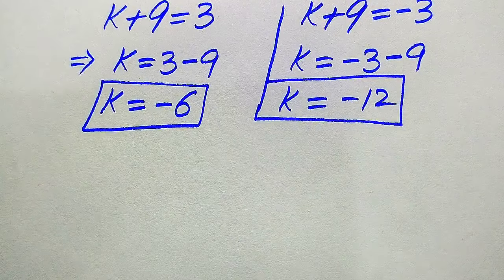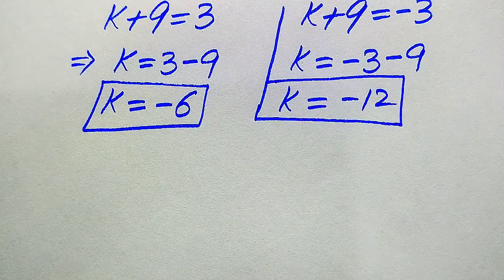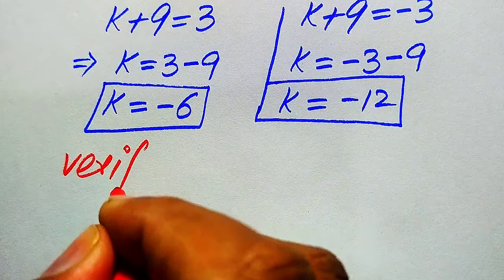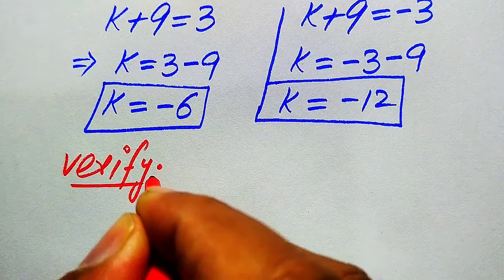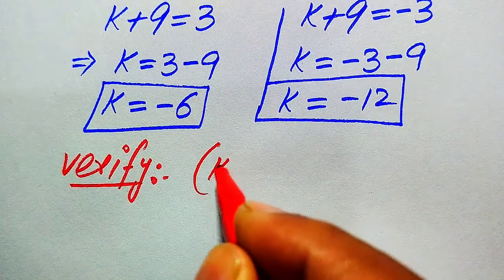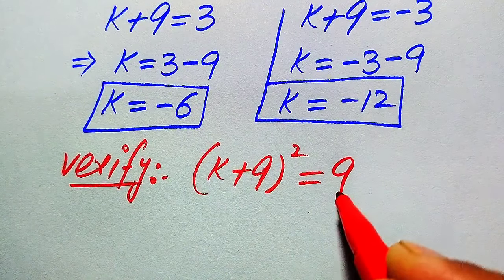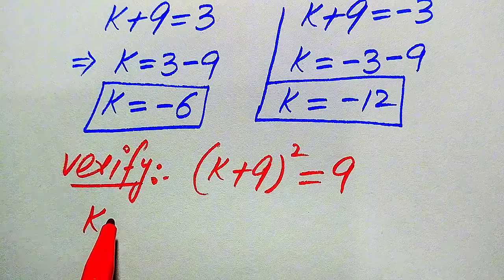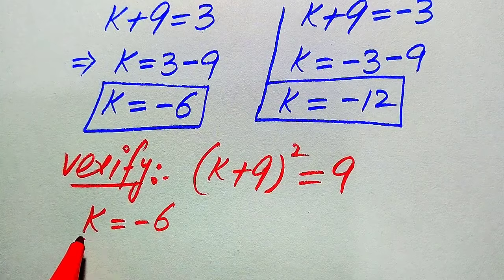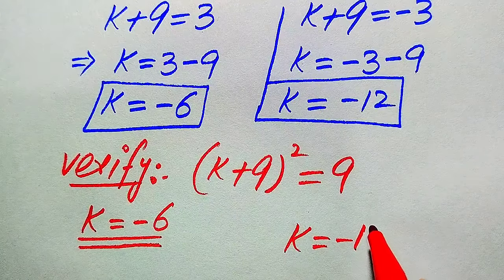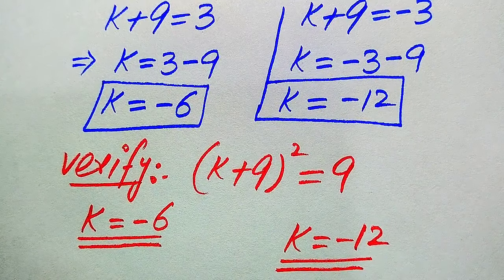Now in the next step, we need to verify whether these roots are solutions or extraneous roots. For verification of the roots, we copy down the given question statement here: (k + 9)² = 9. On this side we will verify k = -6, and on this side we will verify k = -12.